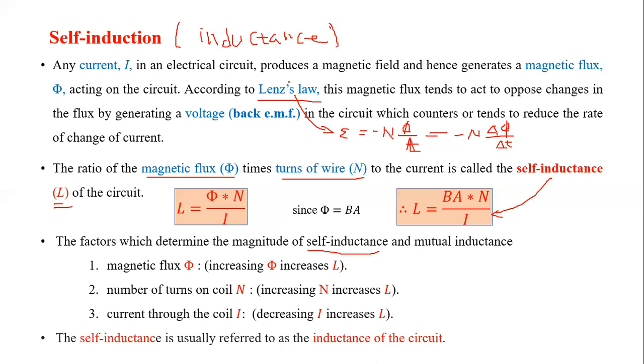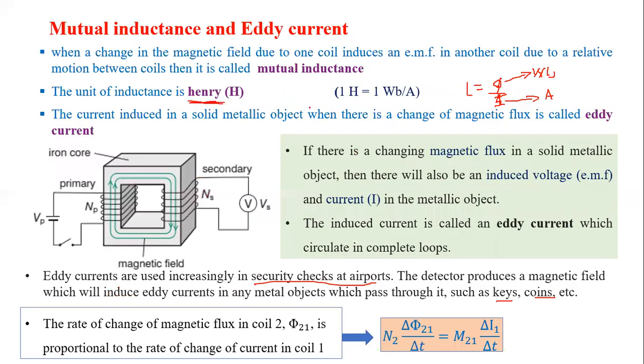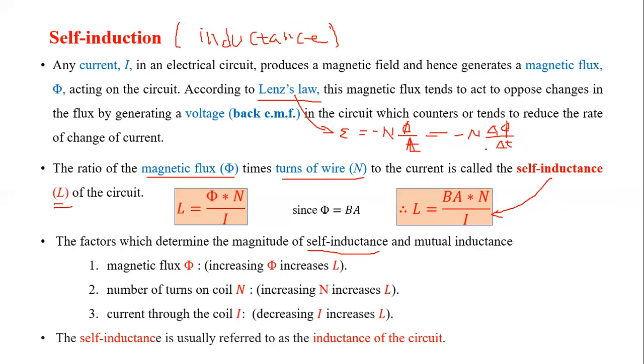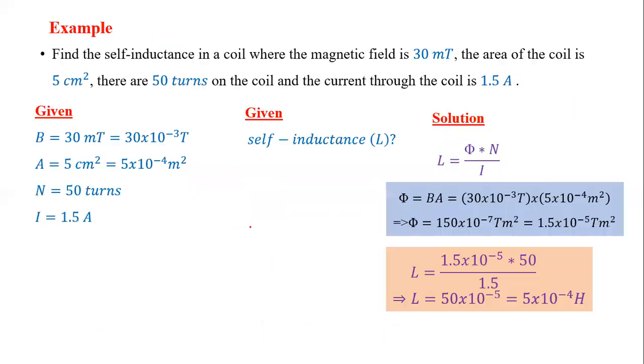Inductance, or self-inductance, as we can call it. The unit is still Henry, no? So it is flux over current. With the number of turns, N flux over I is the inductance.